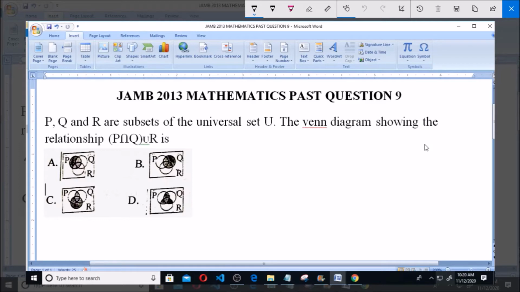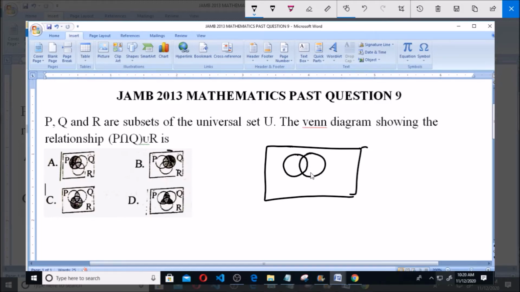let's have the Venn diagram. Since the universal set is set U, and P, Q, and R are subsets of this set U, let's have it like this, the Venn diagram. Now let this be P, let this be Q, and then this R. They are subsets of the universal set.